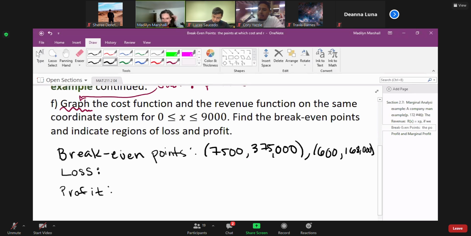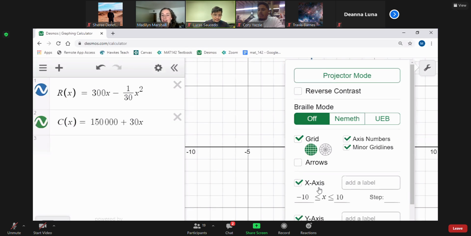Okay, so we have our two break-even points, which are just those intersection points, and make sure the break-even points are both the X and Y together. So let's look at profit first. For what X values are we making a profit? I'm going to bring the graph back. From 600 to 7,500. Exactly.